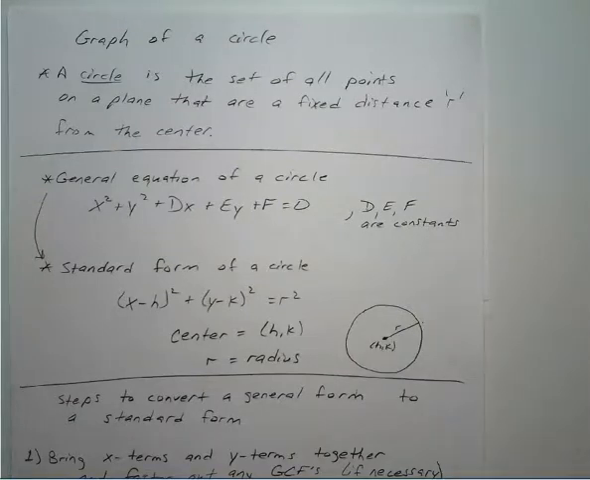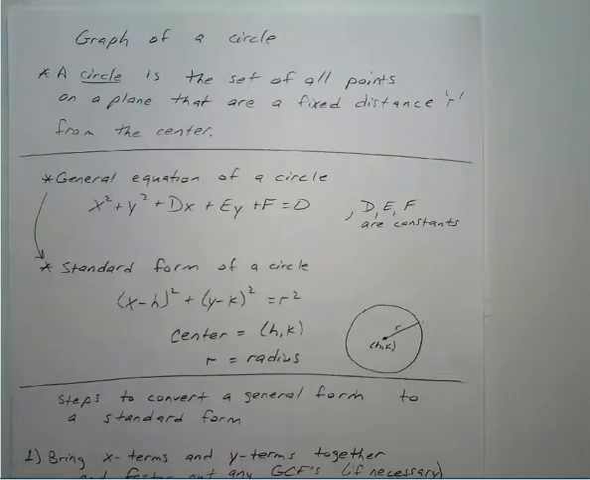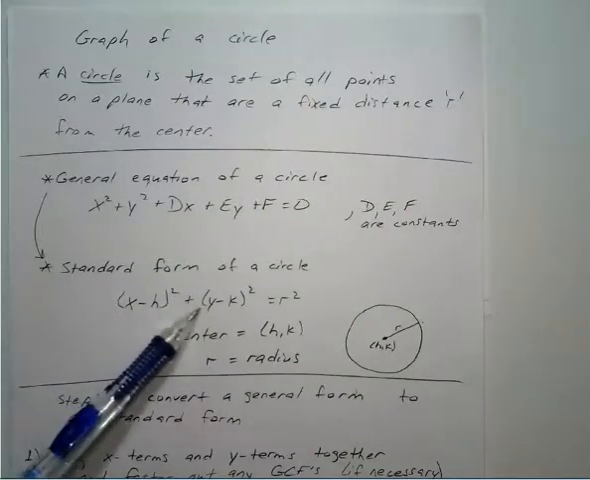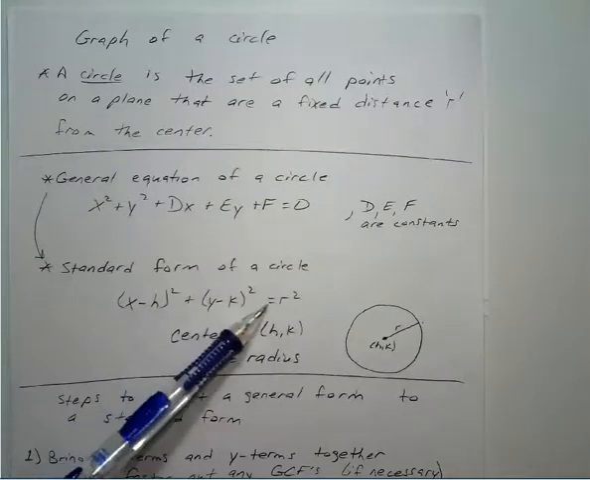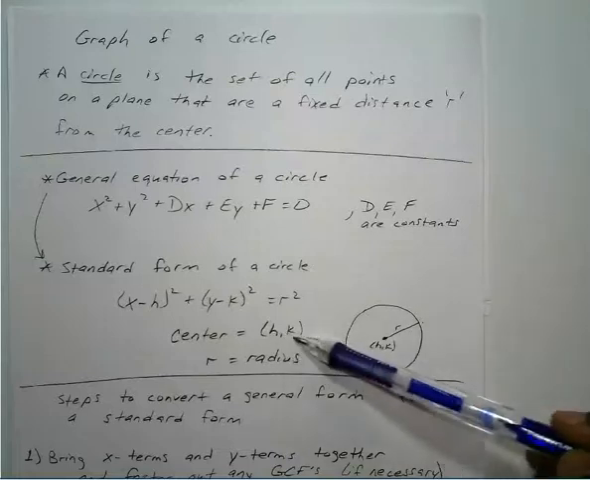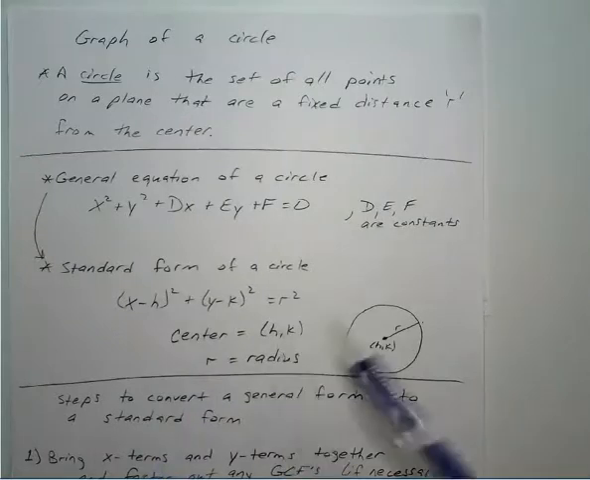Now we're going to look at the two types of equations of a circle. You have your general equation, which is x squared plus y squared plus dx plus ey plus f equals 0, where d, e, and f are just constants. And you have your standard form of a circle, which is (x minus h) squared plus (y minus k) squared equals your radius squared. We know our center is (h, k), which are those two values there, and our radius is r.